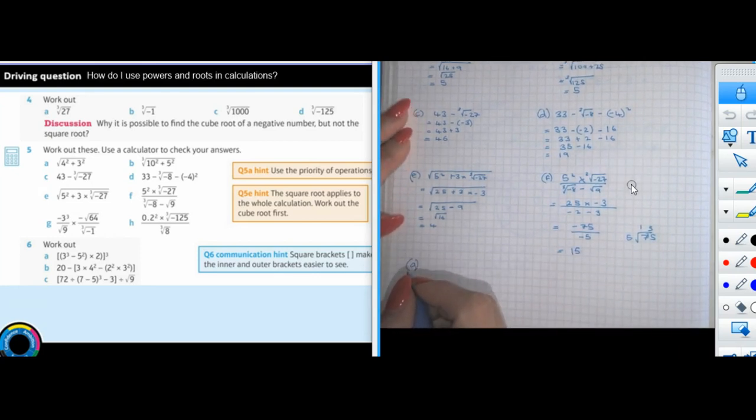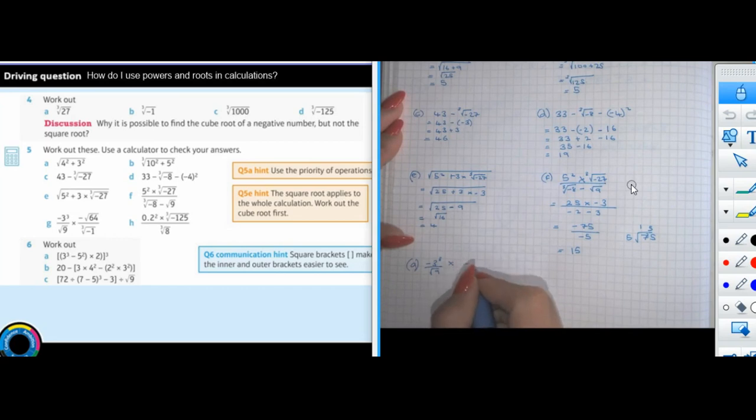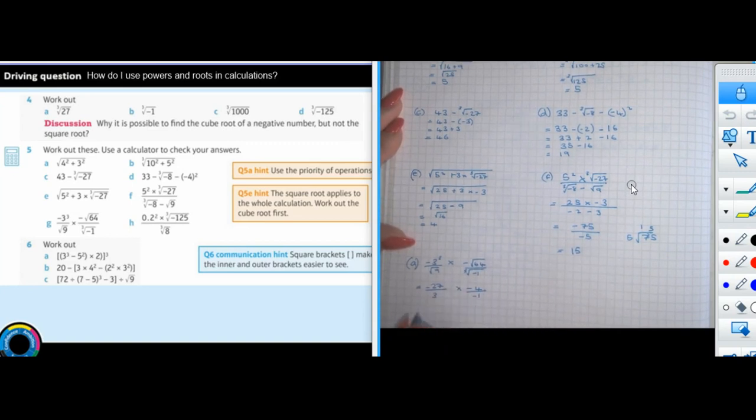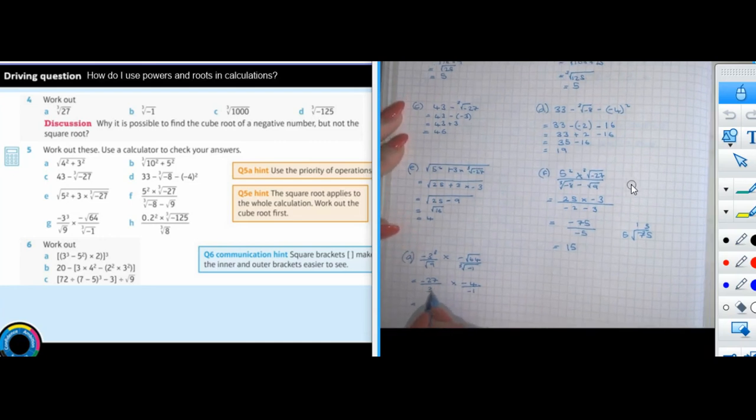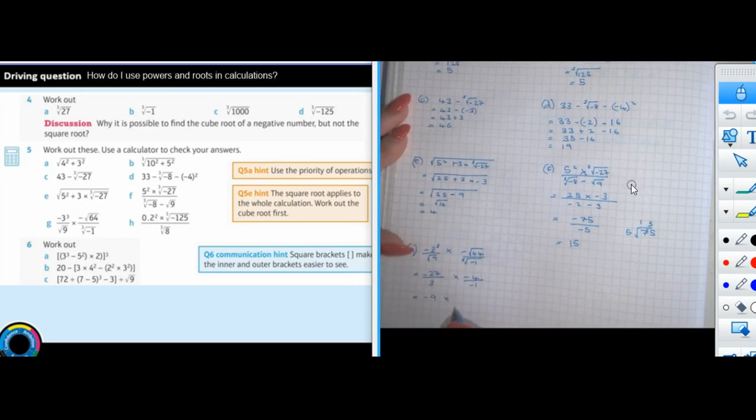G. Negative 3 cubed over root 9 multiplied by negative root 64 over the cube root of negative 1. Negative 3 cubed is negative 27 over 3 multiplied by negative 4 over negative 1. Negative 27 divided by 3 is negative 9. Negative 4 divided by negative 1 is 4. And negative 9 multiplied by 4 is negative 36.